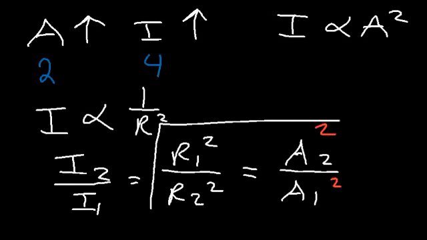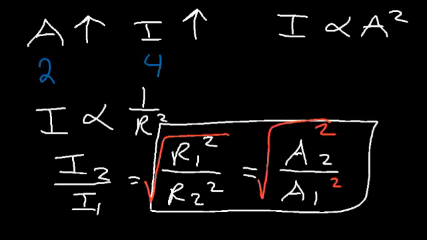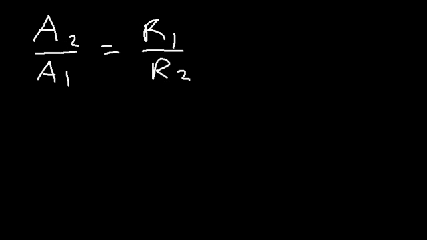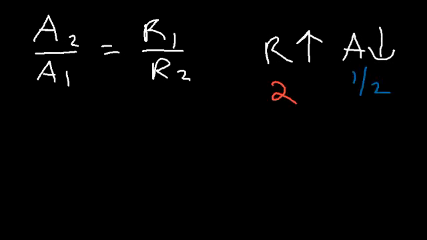So therefore, these two are equal to each other. So if we take the square root of both sides, we're going to get this expression. A2 divided by A1 is equal to R1 divided by R2. So this tells us that the distance is inversely related to the amplitude. So if we increase the distance by a factor of 2, the amplitude will be 1/2 of the original value. The amplitude is inversely related to R, but not to the square of R. It's inversely related to R to the first power.